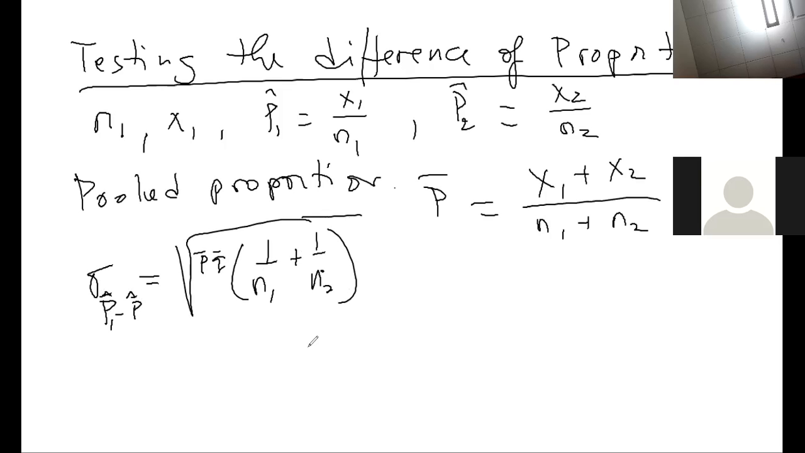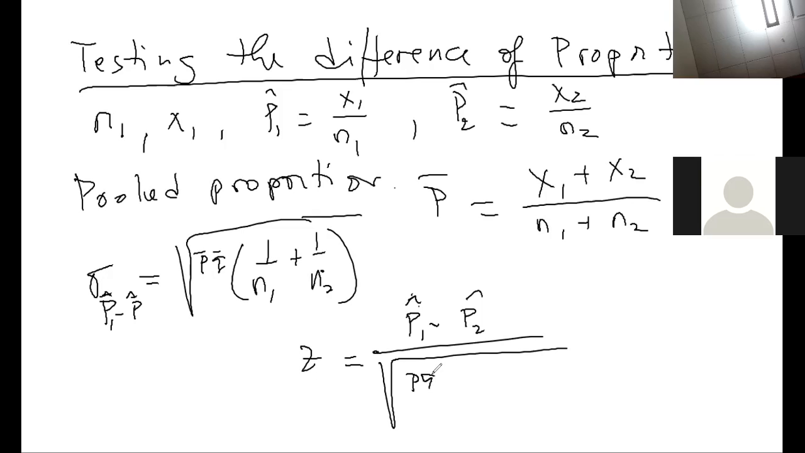And then the test value will be P1 hat minus P2 hat, divided by the square root of P bar Q bar times 1 over N1 plus 1 over N2. It's not writing well, so we will use the calculator. Let's do an example.